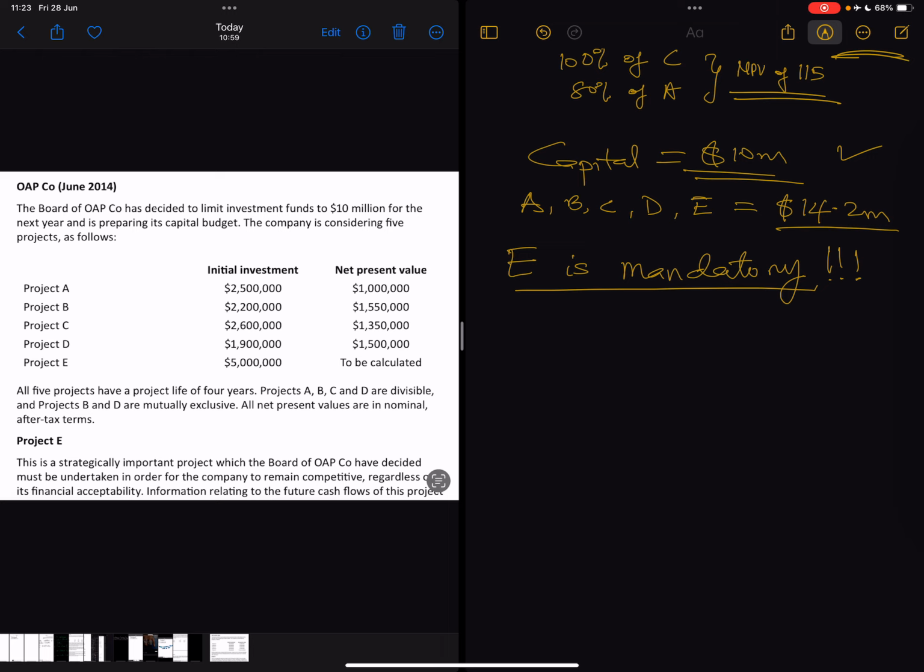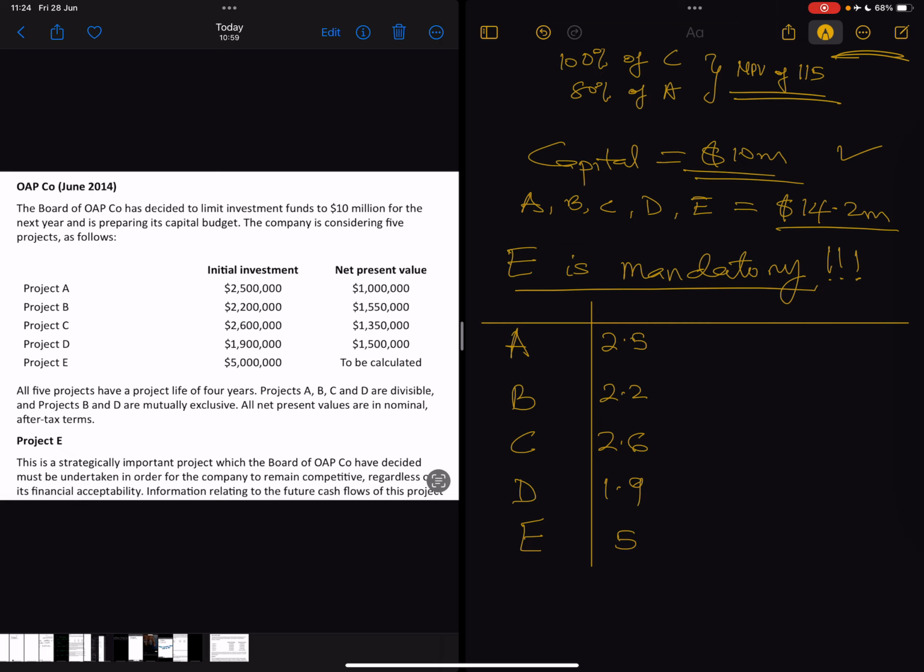So now, let's do the first step, which is our ranking. Project A, B, C, D, E. We put the cost, which is 2.5, 2.2, 2.6, 1.9, and 5. So this is the cost. Then we'll get the NPV. NPV is 1, 1.55, 1.35, 1.5, and let's assume this one is 0.